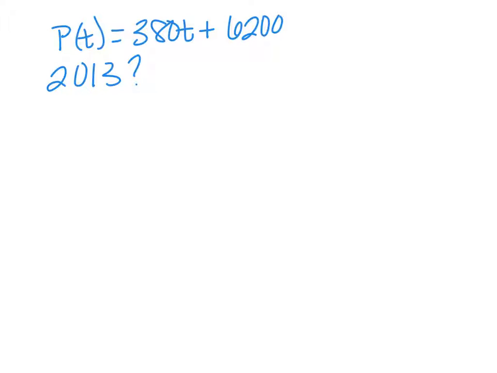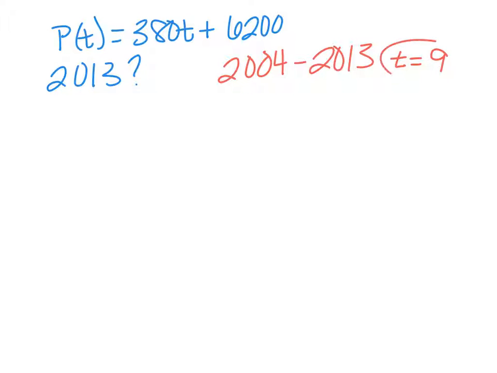So the first thing, how many years between 2004 and 2013? So if I take 2013 and subtract 2004, I have a total of 9 years. So my T in this case is going to equal 9. And the reason it's going to equal 9, because remember, we are starting at 2004 and not at 2000.